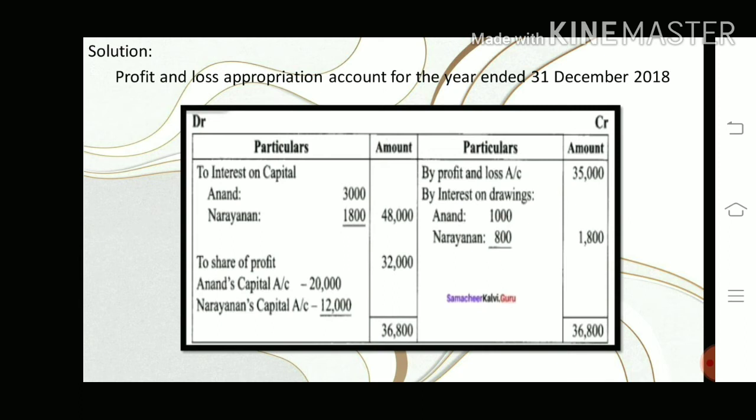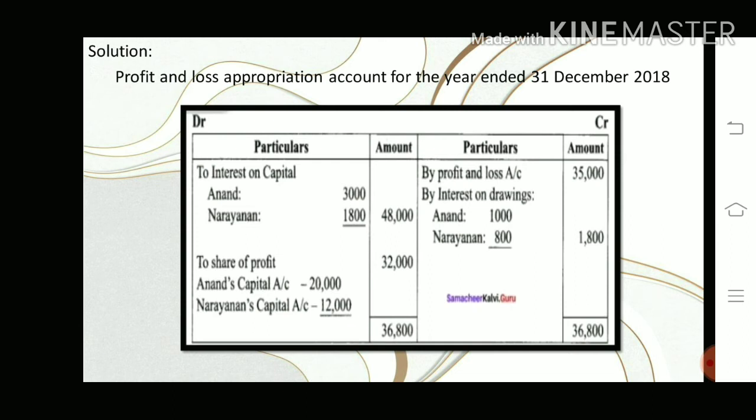So first write the format. You will come to the credit side: by profit and loss account. By profit and loss account means net profit. So what is the format? By net profit, by interest on drawings on the credit side, and on the debit side to interest on capital, to sharing of profit, salary, commission and so on. In this problem salary and commission are not given, so only interest on capital will be shown in this problem.